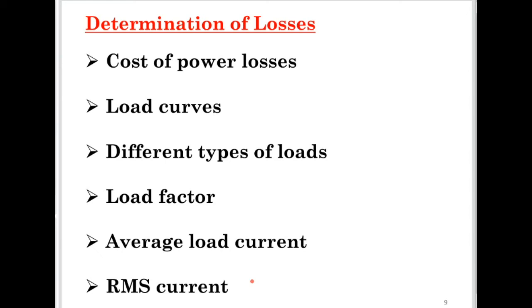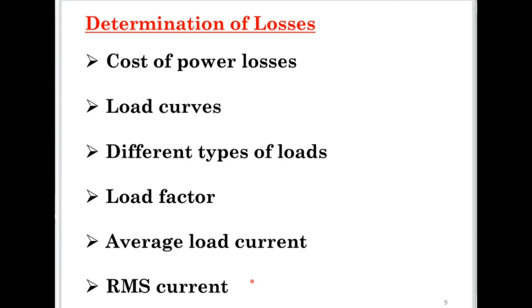Next, peak by root 2. That's the correct one. So we know how to calculate the RMS value. Now the point is, why do we need that RMS current? What is wrong with average current? We need RMS current to calculate the power loss, hence the energy loss.